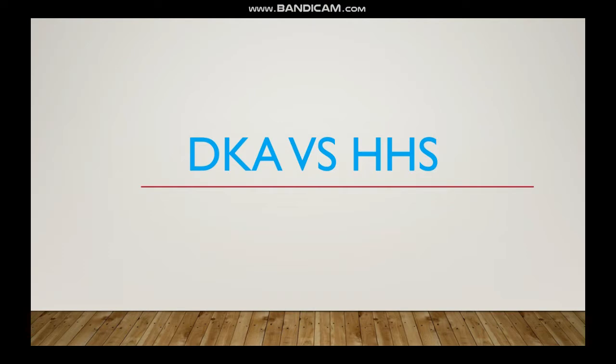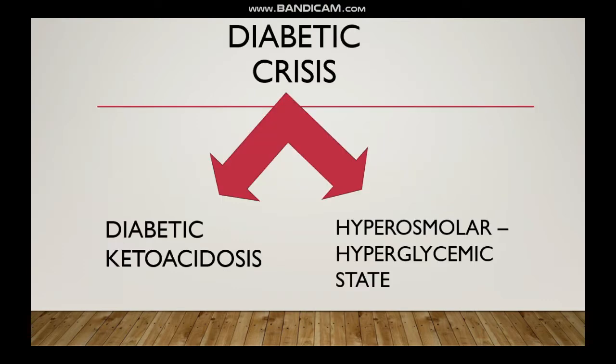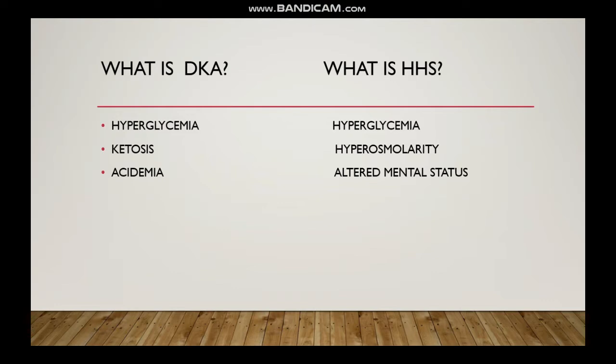Both are acute conditions of diabetes mellitus. DKA stands for diabetic ketoacidosis, and HHS is hyperosmolar hyperglycemic state in diabetes. Those two are diabetic crises, as we told earlier already. So what is DKA? DKA has three components: hyperglycemia, ketosis, and acidemia. What is HHS? That is hyperglycemia, hyperosmolarity, and altered mental status.